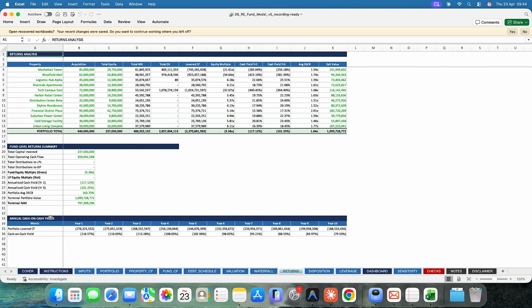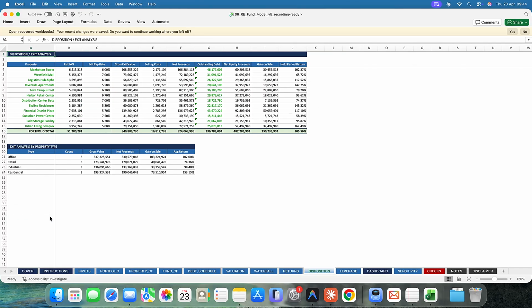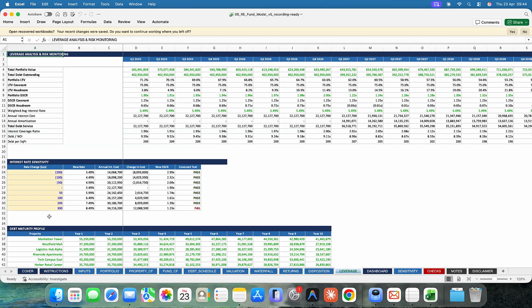Returns analysis. Fund IRR, equity multiple, DPI, RVPI, TVPI. Every metric an LP will ask you about, sliced by vintage, by property, by disposition timing. Disposition analysis. When you sell each property, at what price to realize what net IRR, letting you rank and sequence the exits. And leverage analysis.